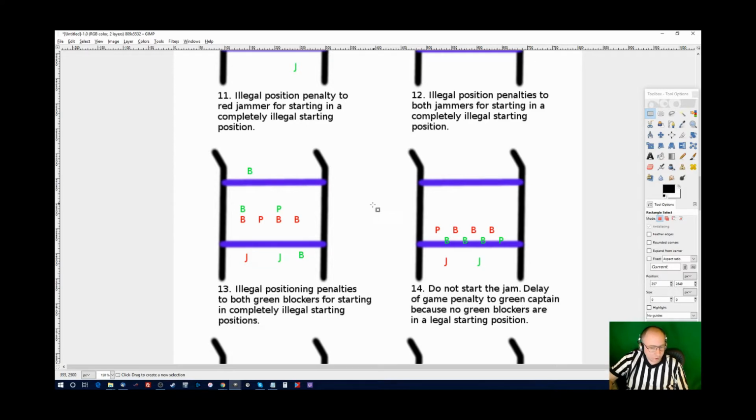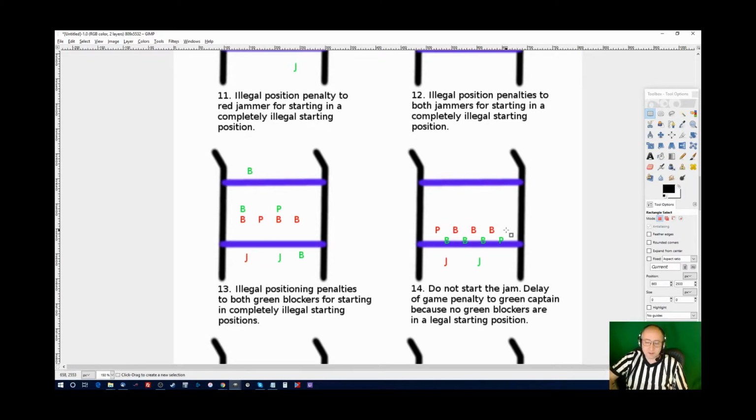Now we're getting to the fun stuff here. Fourteen. What do we do if all four green blockers, remember the pivot is considered a form of blocker, are touching the line? We do not start the jam. Delay of game penalty to green captain because no green blockers are in a legal starting position. At least one of those green blockers, and that includes the pivot, has to start legally.